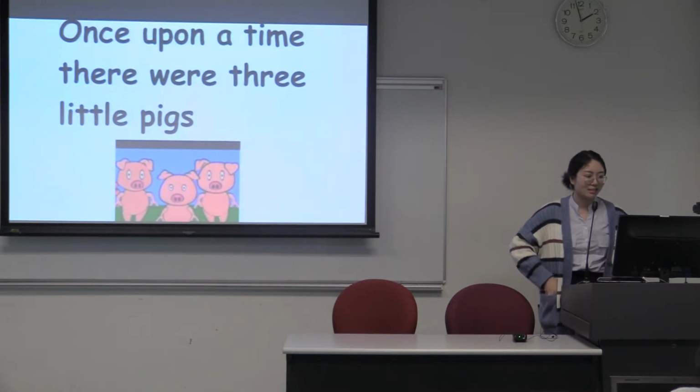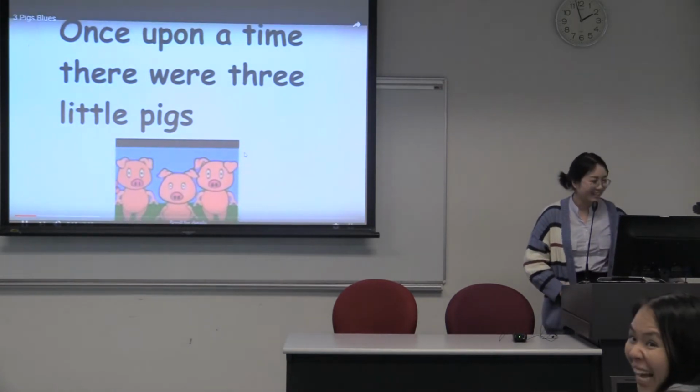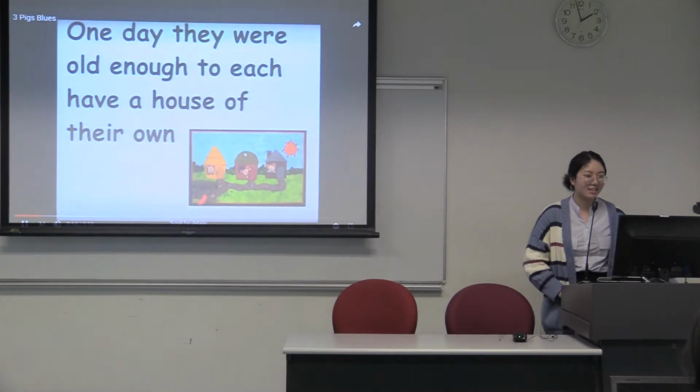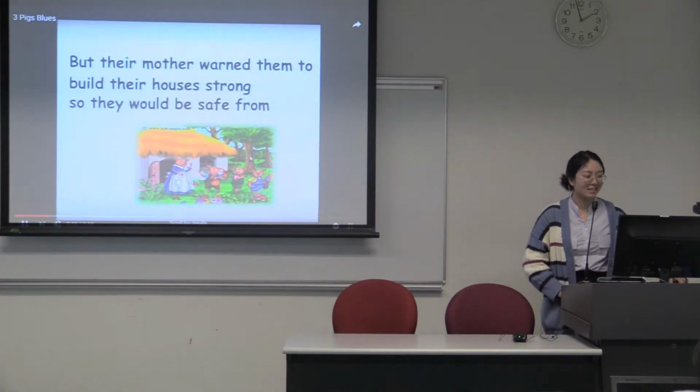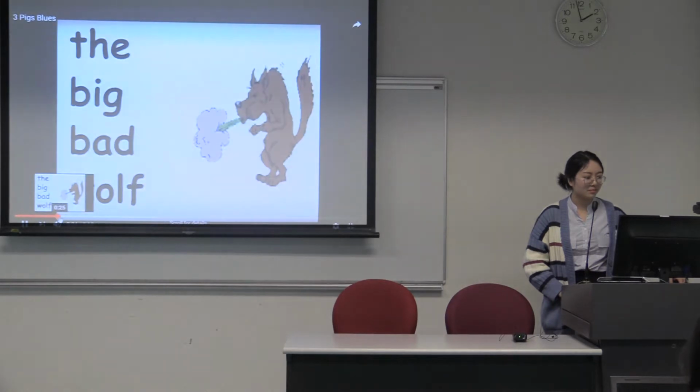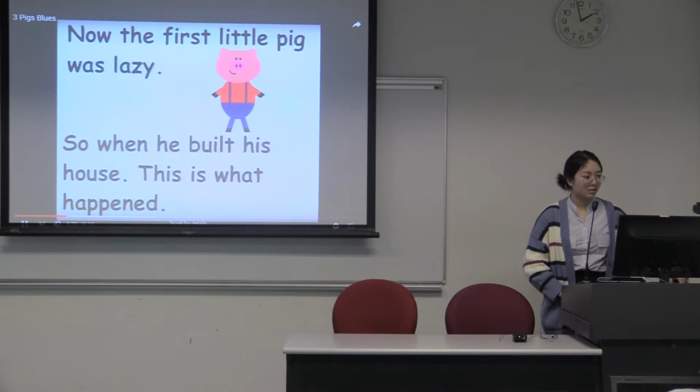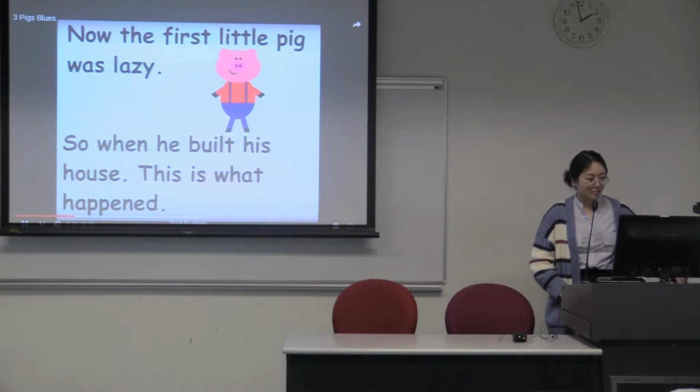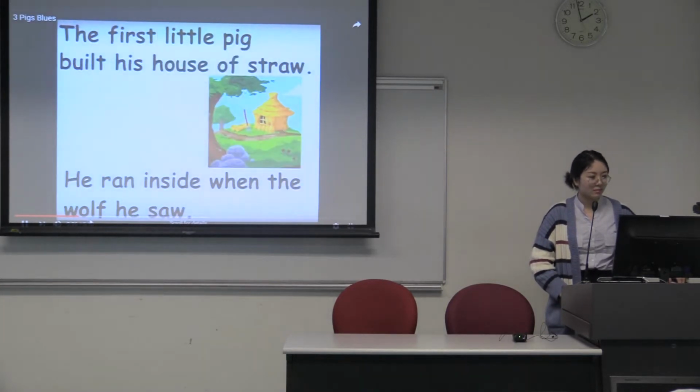Once upon a time, there were three little pigs. One day they were old enough to each have a house of their own. But their mother warned them to build their houses strong, so they would be safe from the big, bad wolf. Now the first little pig was lazy, so when he built his house, this is what happened. The first little pig built his house of straw. He ran inside when the wolf he saw.